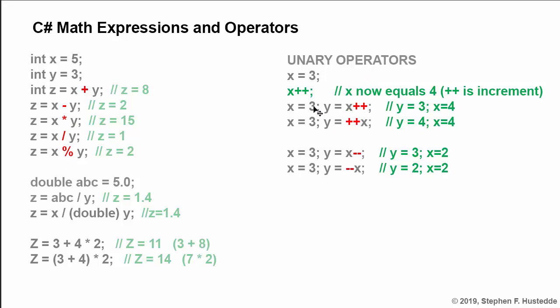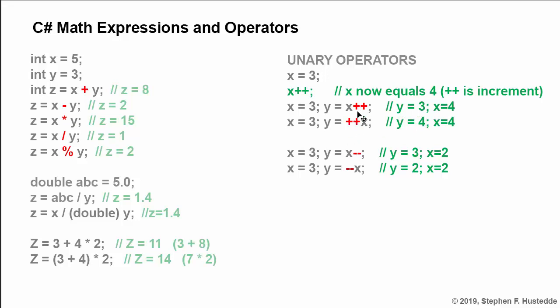So in this case, if I assigned 3 to x and I said y equals x plus plus, well, it's actually going to do this plus plus after it does the assignment. So it's basically going to say y equals x, then add 1 to x. So y in this case would equal 3, and x would equal 4.